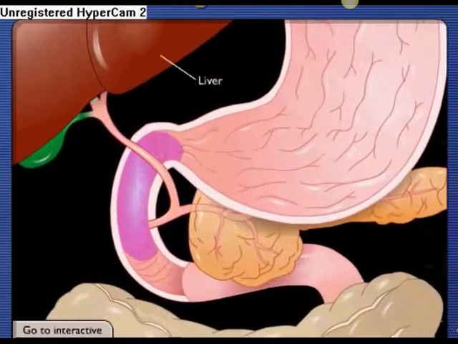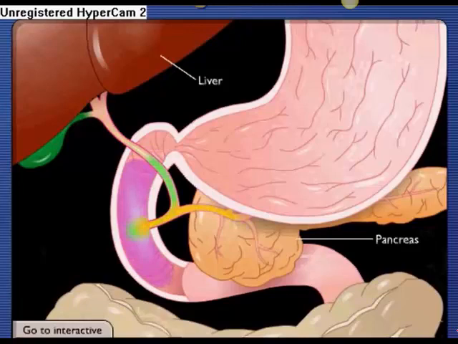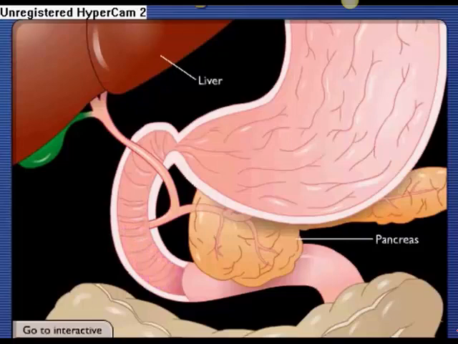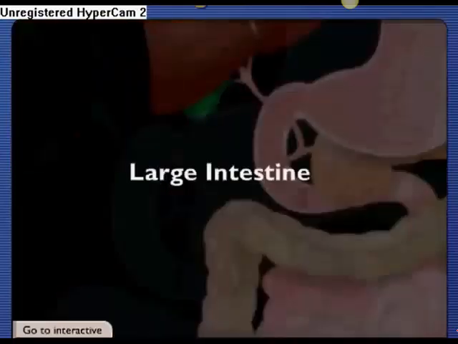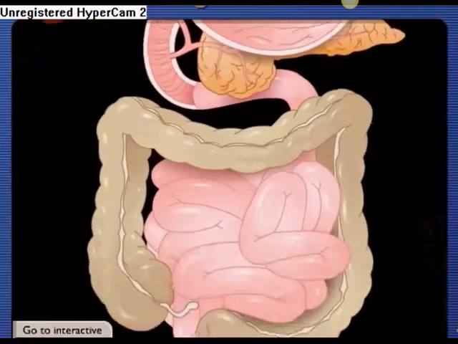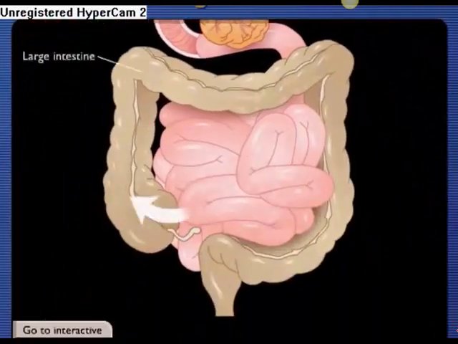Bile from the liver and digestive enzymes from the pancreas empty into the duodenum to aid in digestion. Absorbed nutrients pass from the lumen of the small intestine into blood and lymph. Chyme not absorbed in the small intestine enters the large intestine.